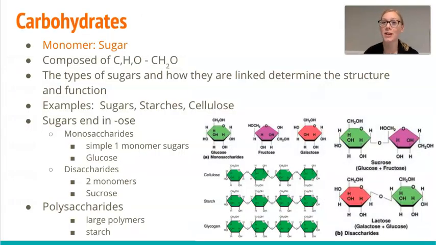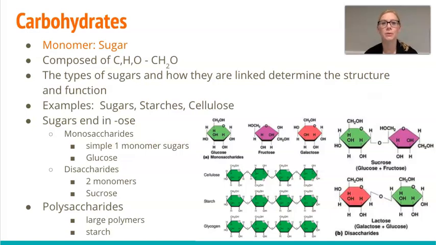We remember that a carbohydrate's monomer is sugar, and it's composed of carbon, hydrogen, and oxygen. The type of sugar and how it's linked together is determined by the structure, and that structure determines its function. You're going to hear that a lot. How things are put together really determines how they work, essentially.